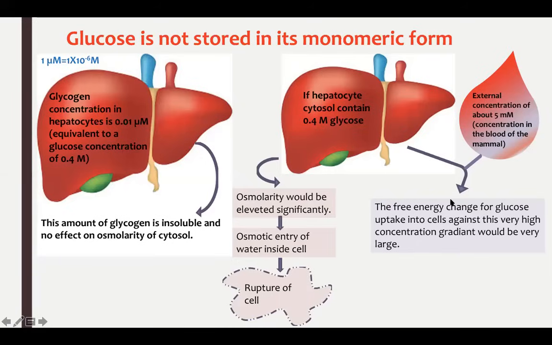So there is a free energy change, because maybe all of us know about the thermodynamics law, like energy remains constant and energy can be transformed from one state to another state. So if this concentration of glucose was present inside the hepatocyte, then the free energy change would always be large. Okay.